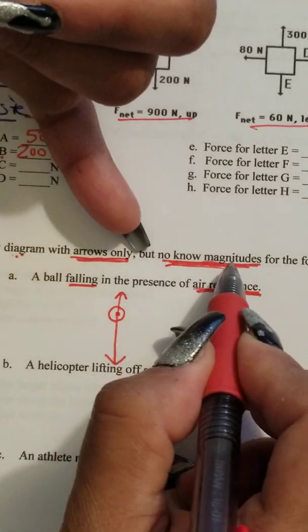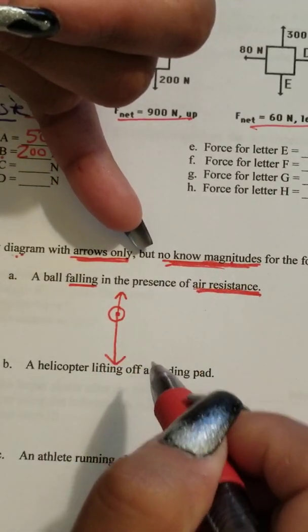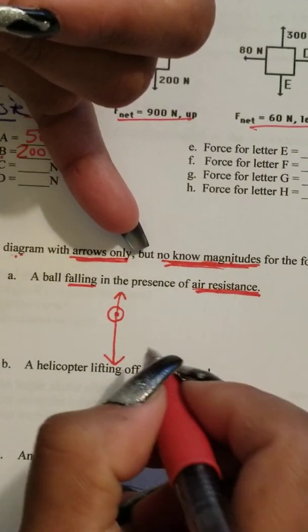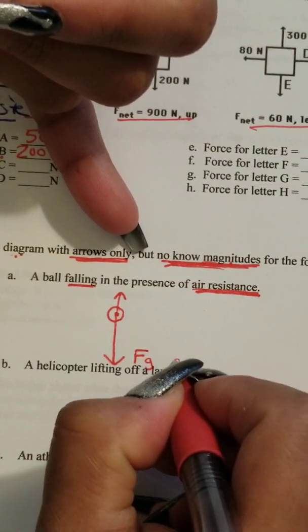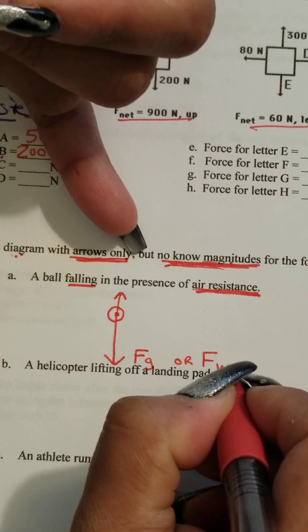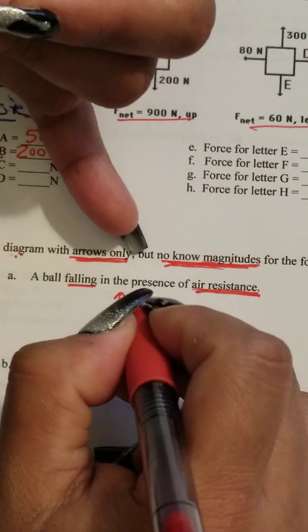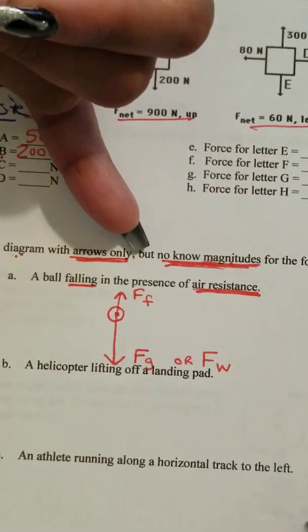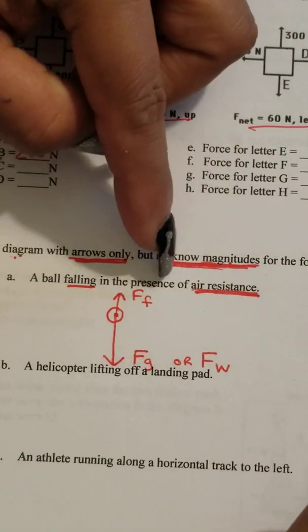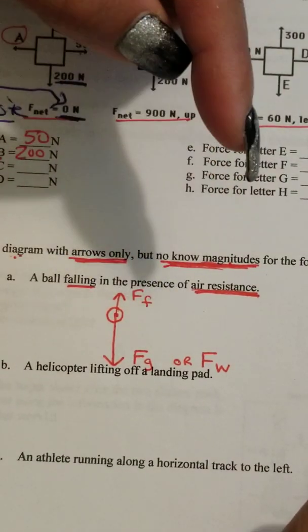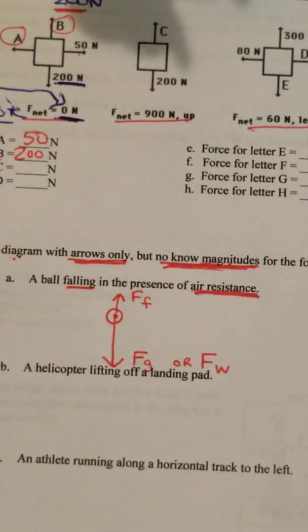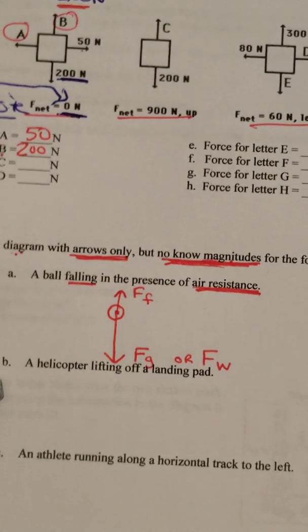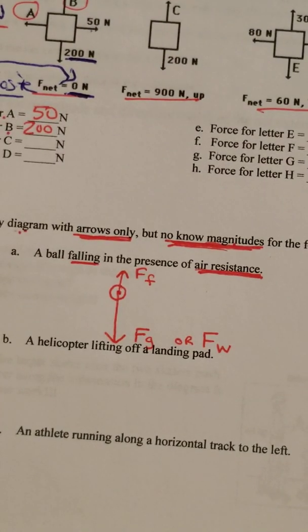I'm not going to put any magnitude with it, but let's go ahead and make sure that we label it. F sub G or an F sub W. F sub F. And sometimes you'll see it F and some people put the word air for air resistance. But to me, air resistance is the same thing as friction. They're touching. There's friction being involved. Go ahead and do B and then go ahead and do C.